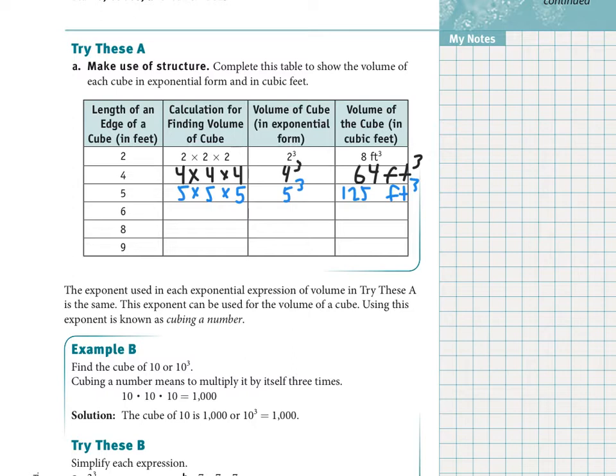Let's just jump down to 9 so we can see how quickly these numbers grow. 9 times 9 times 9, right? 9 to the third power is 729 cubic feet. So these things grow pretty quickly, right? We're already up to 729 cubic feet.